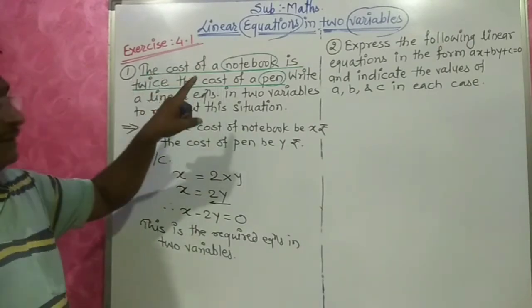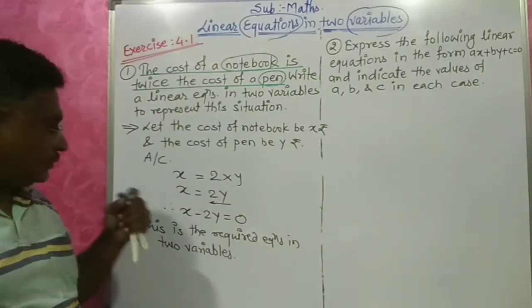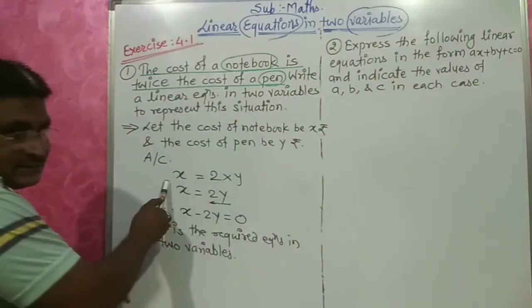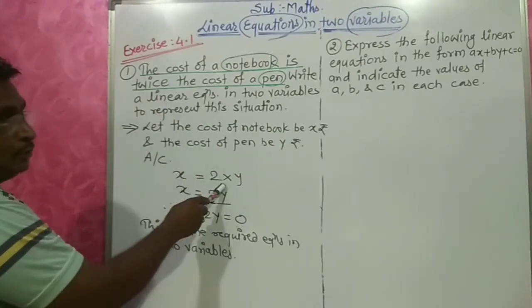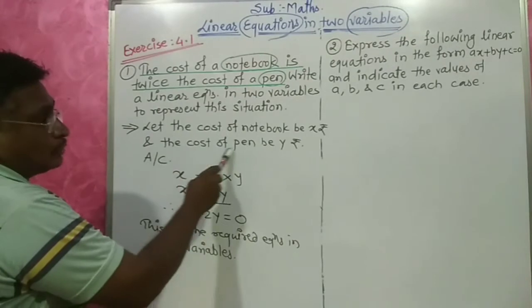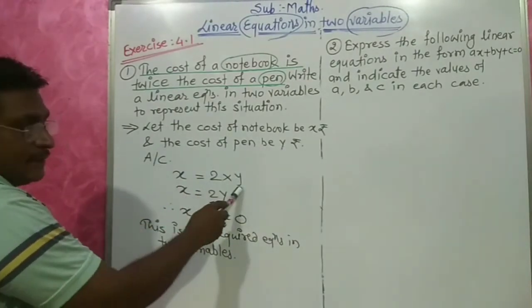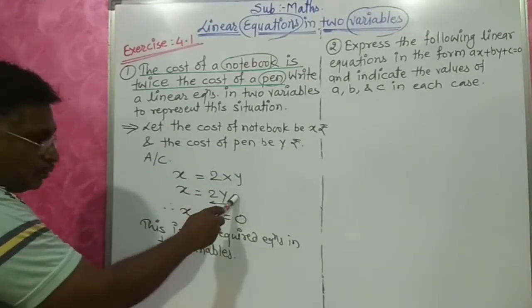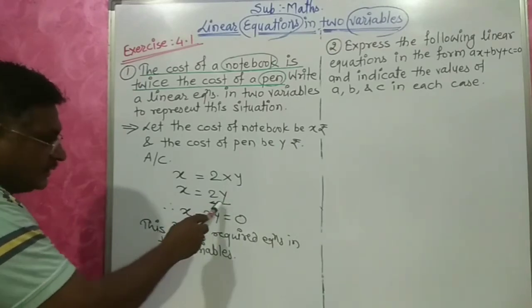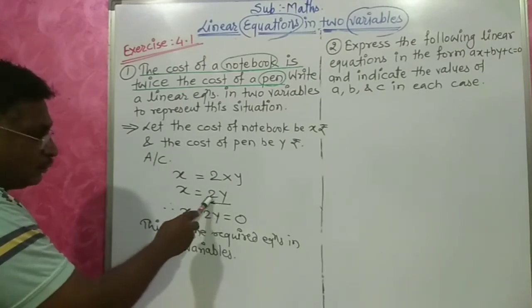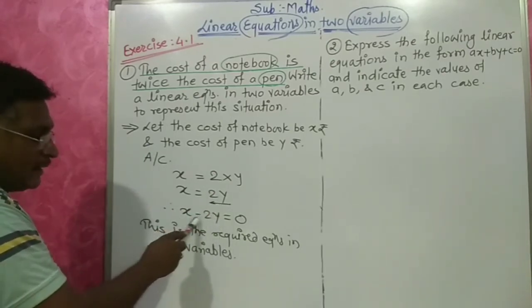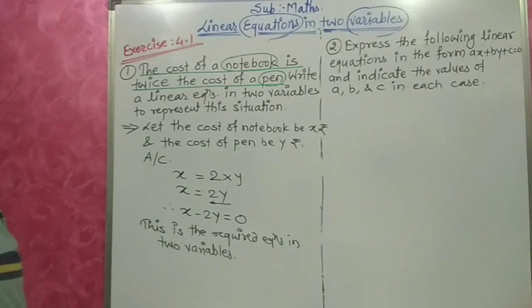So how to read the condition? The cost of notebook. What is the cost of notebook? X. "Is" means equal to. "Twice" means 2 into the cost of pen. What is the cost of pen? Y. So what will come here? Y. So x equals 2y. So how to form the equation? This 2y transfers here. So what will happen? The sign will change. So plus becomes minus. So x minus 2y equals 0. Okay, students? Hope you understand how to form the equation.